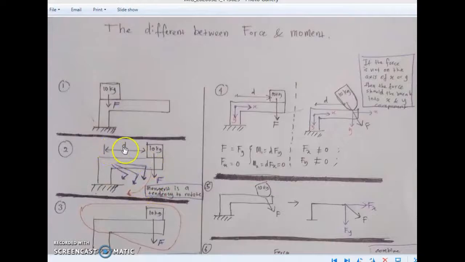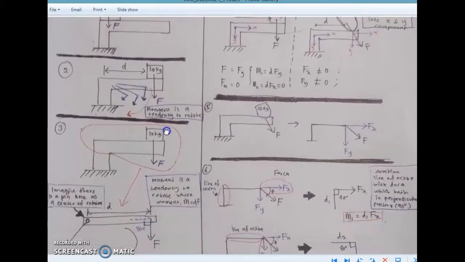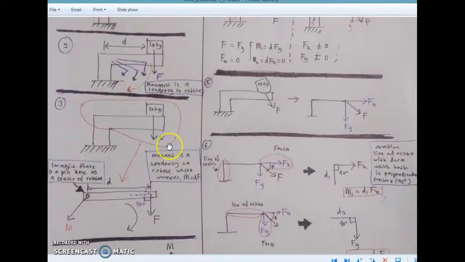We call d the line of action. The force tends to rotate, so we call this a moment, which is a tendency to rotate. It is either in a clockwise direction, or if the force is upward, it will become counterclockwise. If we take out this part, we can redraw it like this.